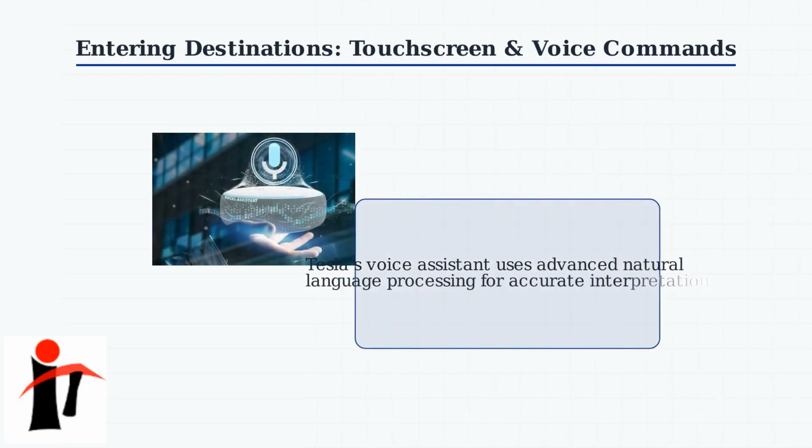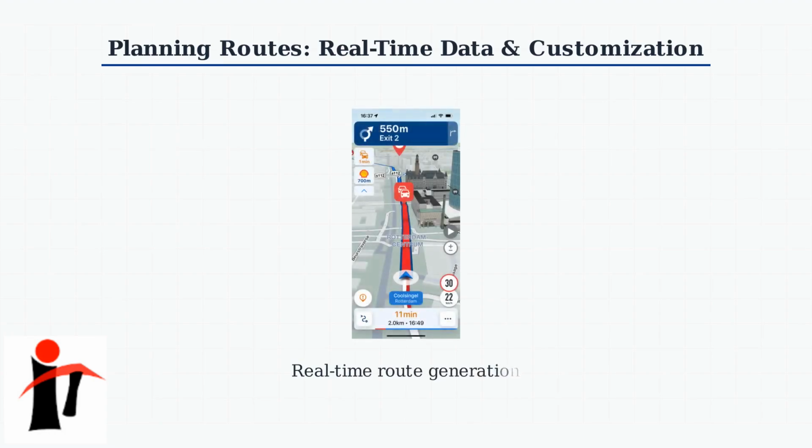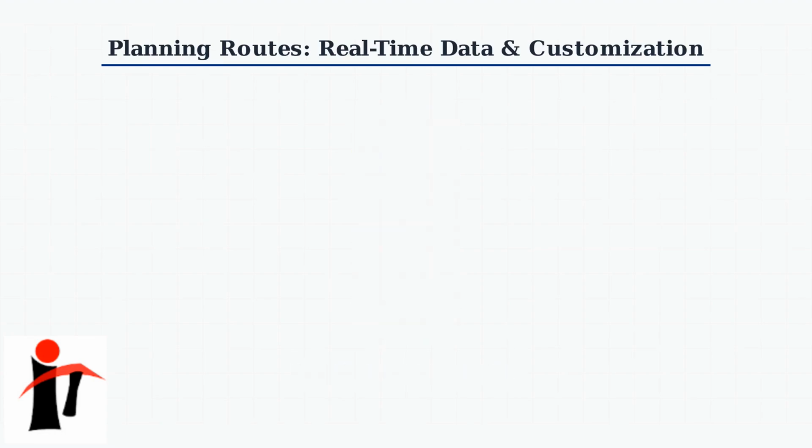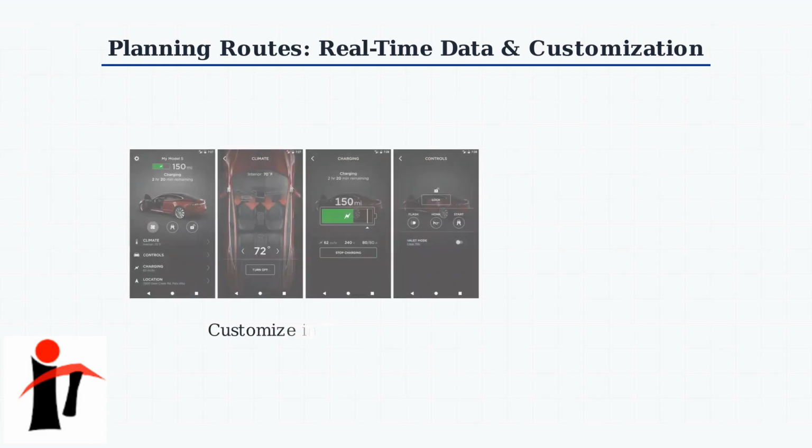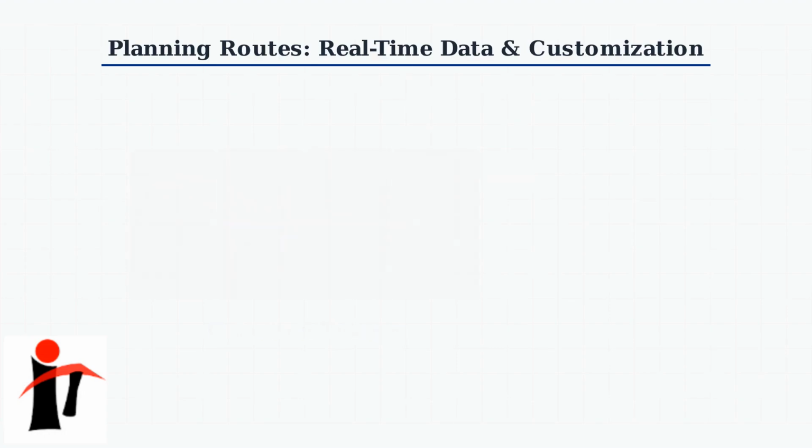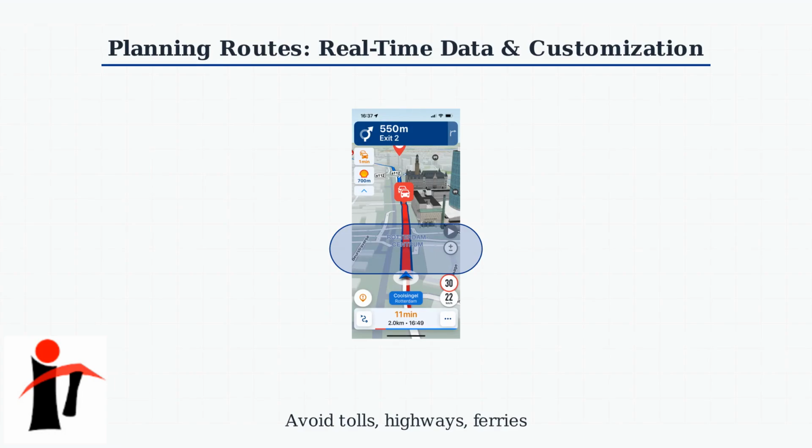Tesla's voice assistant uses advanced natural language processing for accurate interpretation of your commands. Once you've entered a destination, the system auto-generates a route using real-time data on traffic, accidents, and road closures. Before you start driving, customize your route preferences via the Tesla mobile app. You can choose to avoid tolls, highways, or ferries.